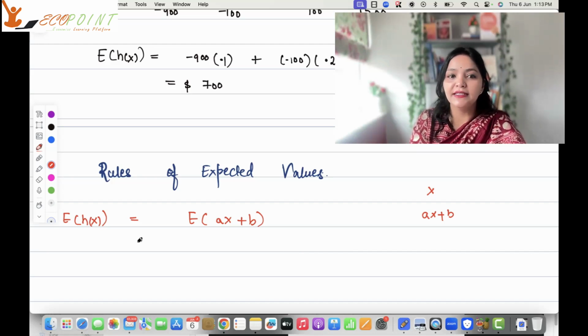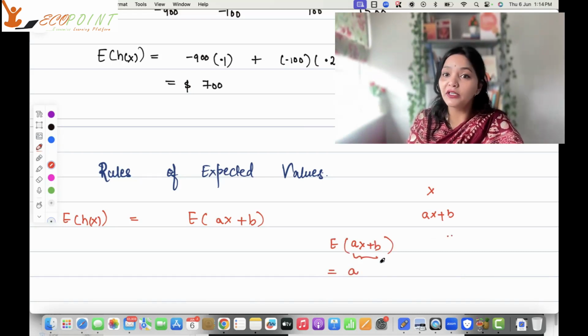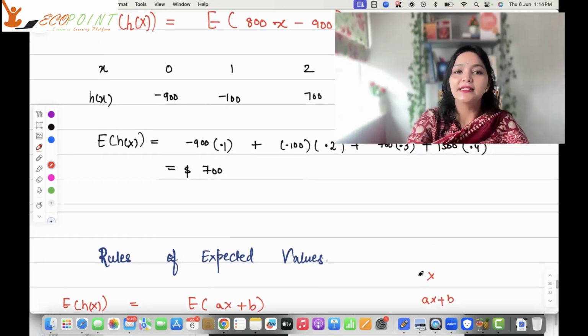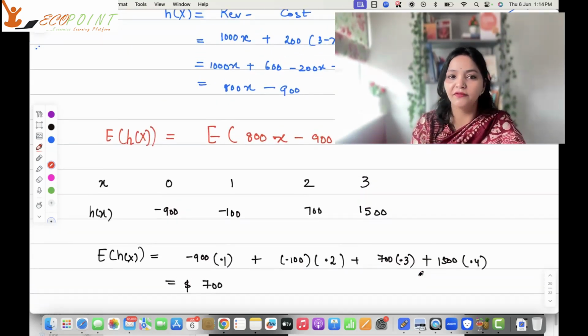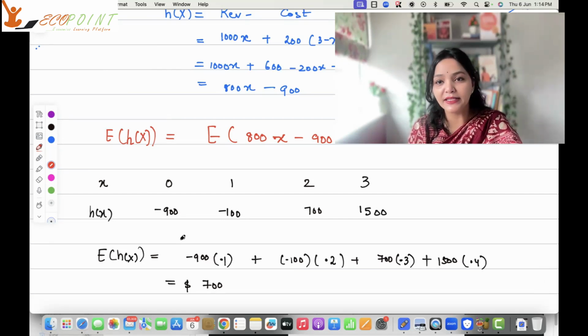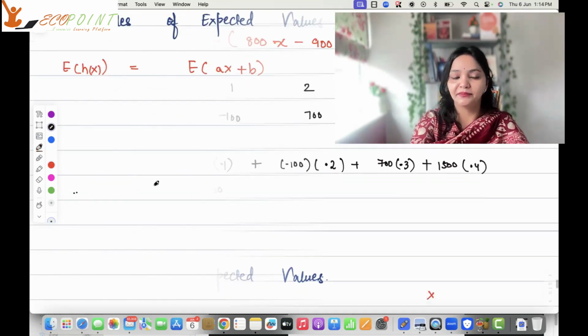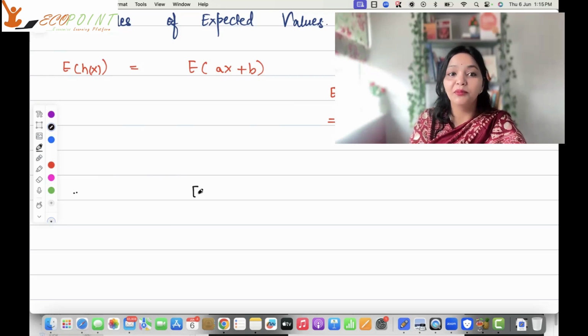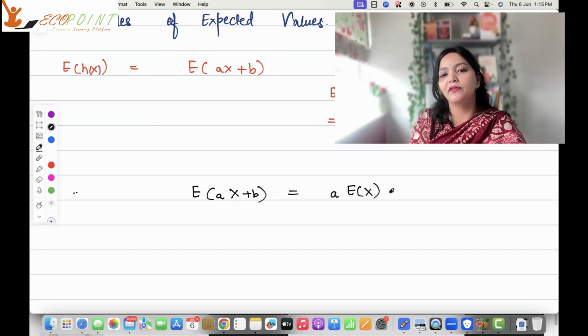What I'm trying to say is that your linear function is ax plus b. So if you're interested in finding the expected value of this linear function ax plus b, it is just the linear function taken at the expected value. Now, why will this happen is something that you can test yourself by taking any one of the examples that we have done before and applying this there. And of course, out here, I can help you out with a proof. So expected value of ax plus b turns out to be a times expected value of x plus b.